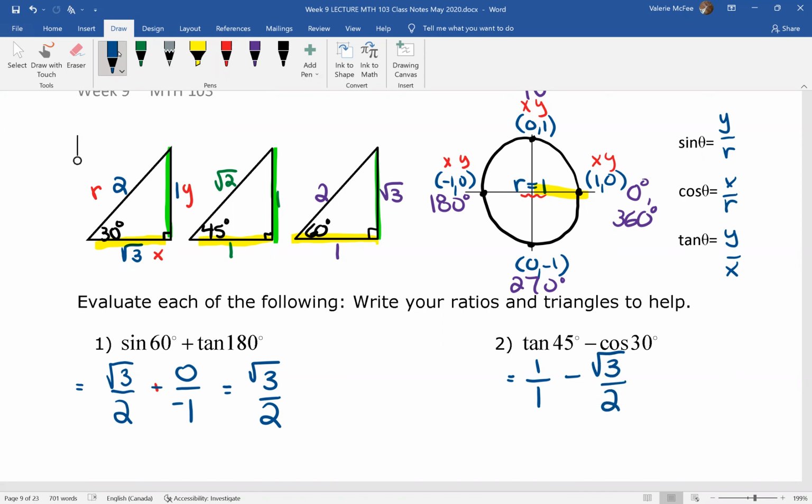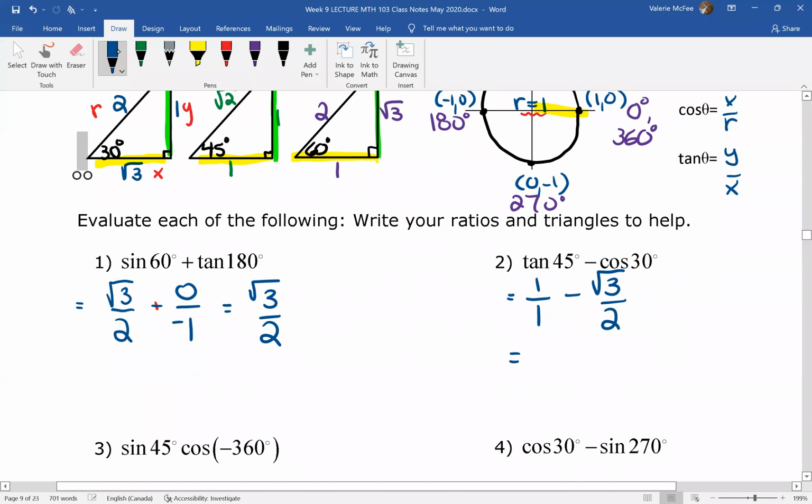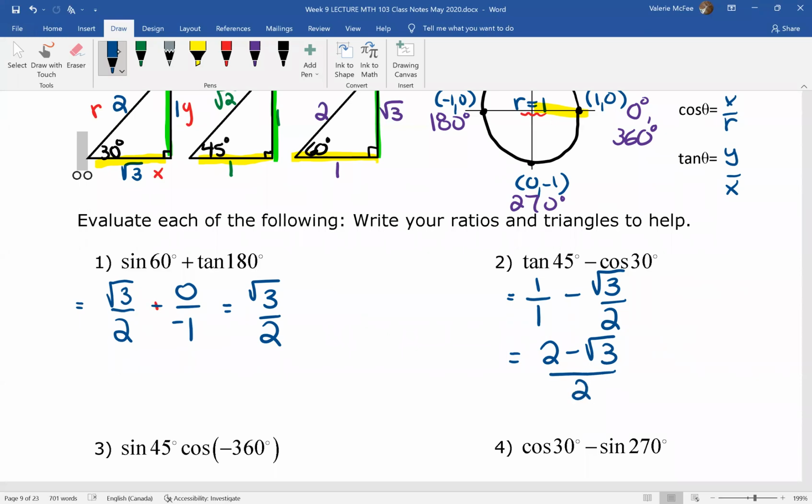We do have to simplify this. So I can write 1 over 1 as 2 over 2. This becomes 2 minus root 3 all over 2. Why don't you try the next one?